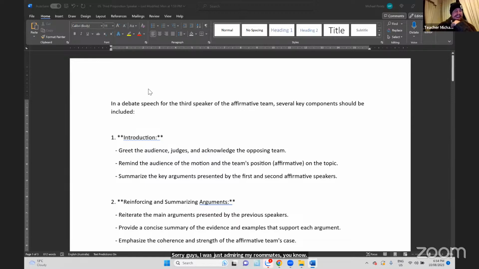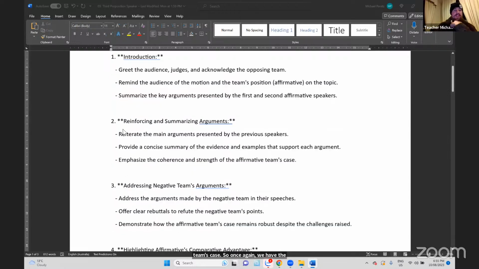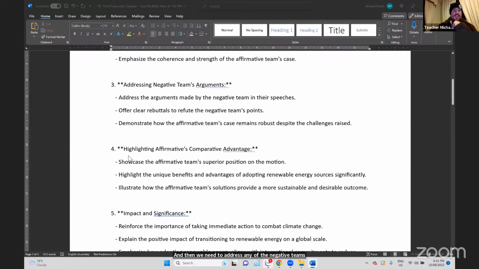Okay, so looking at the third speaker. We know the third speaker's job is to summarize your team's case. So once again, we have the introduction. We need to reinforce and summarize our team's arguments, and then address any of the negative team's arguments. We also need to highlight why we've got the advantage in this debate, and make sure they understand that we've got the superior opinion.